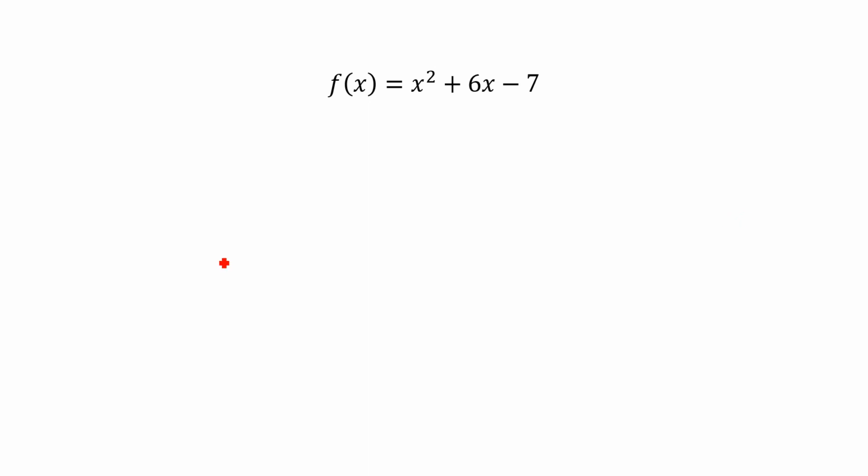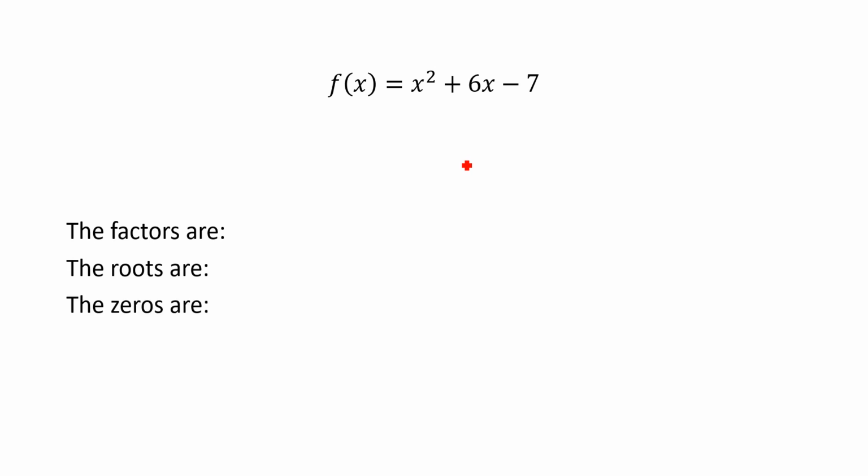But let's go ahead and look at this function. Let's say you had a problem like this. I told you f of x equals x squared plus 6x minus 7, and they asked you what the factors are, or what the roots are, or what the zeros are, or what the solutions are, or what the x-intercepts are. How do you figure that out? What should your answers look like for each one of these?